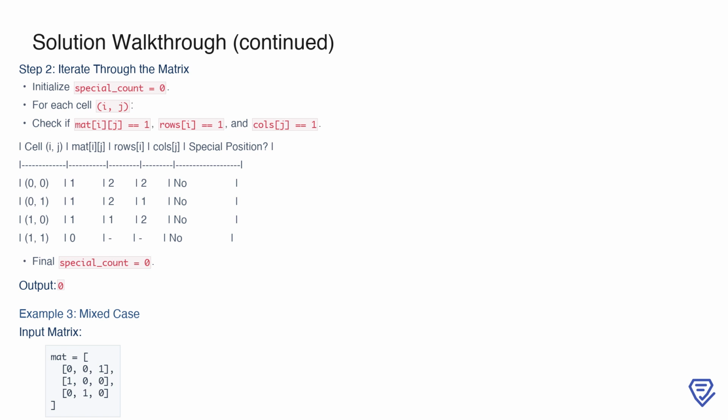With the row and column sums calculated, we now check each cell in the matrix to determine if it is a special position.